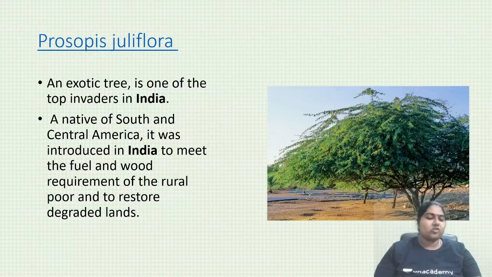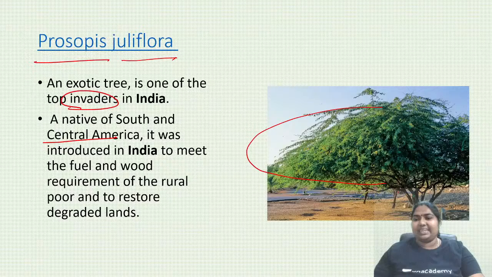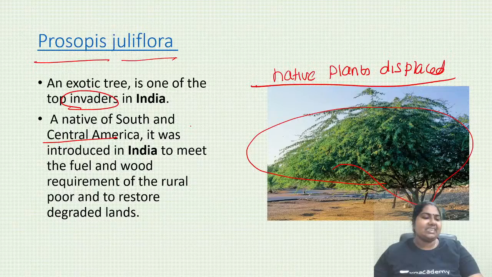And then there is also a very common tree, Prosopis juliflora. This is also present almost everywhere. It is an exotic tree, a very top invader. It was also imported from South and Central America and is taking over. It will drink water and spread like anything, and the native plants are going to get displaced because of this. Got it? Is everyone clear? Good.